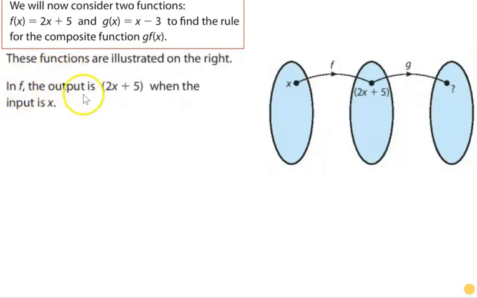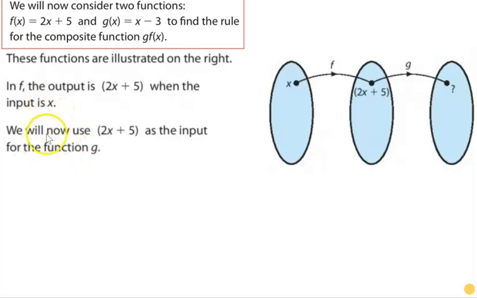So in f, the output is 2x plus 5 when the input is x. We will now use 2x plus 5 as the input for the function g. So 2x plus 5 will now be the input for the function g.